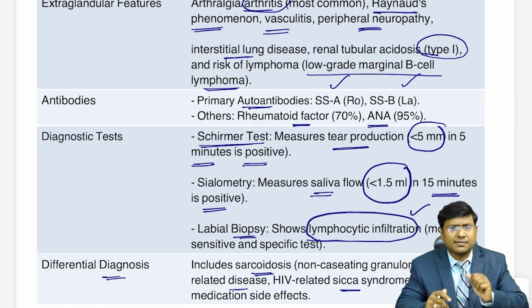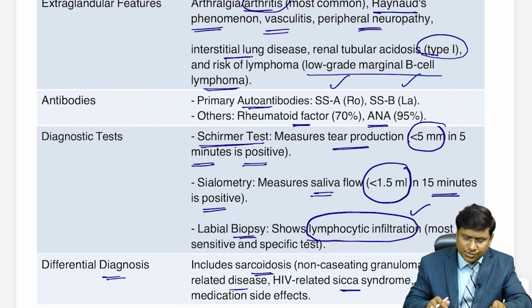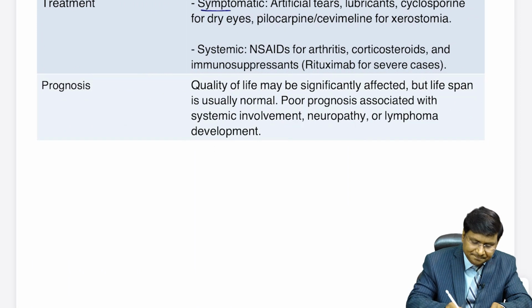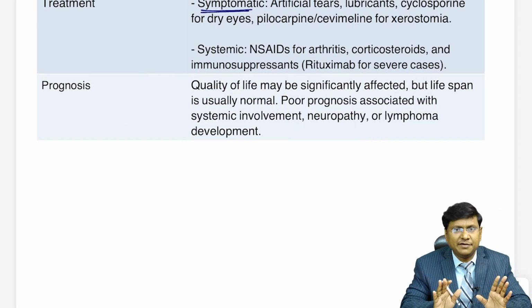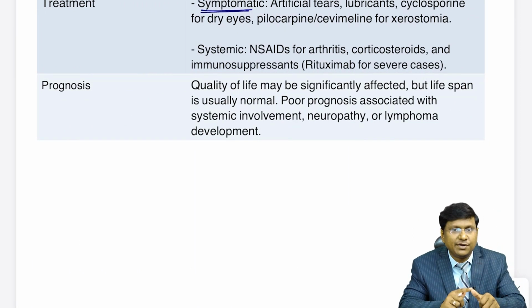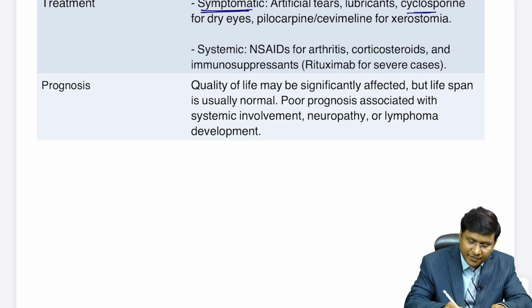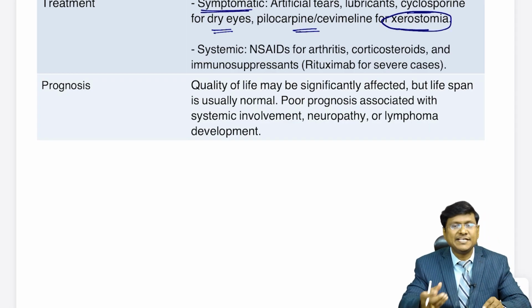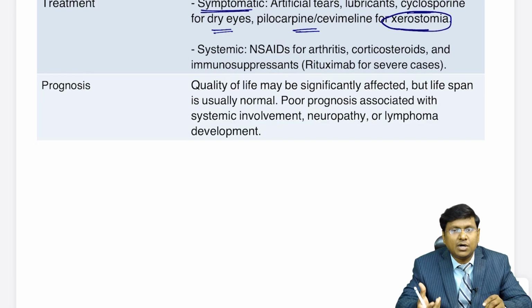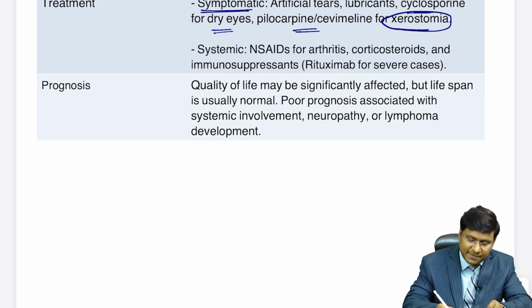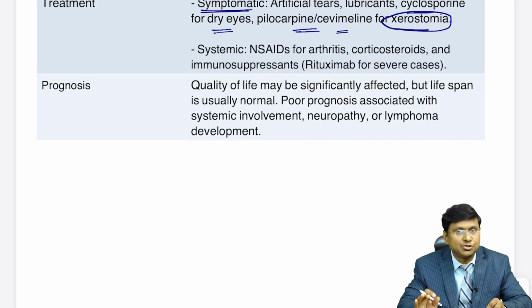Then how do you treat these patients with Sjögren's syndrome? So the treatment of Sjögren's is symptomatic treatment first. There is dry eyes, so you need to give artificial tears as well as personal lubricants, mainly in females with the dry vagina. And cyclosporin can be given for dry eyes, pilocarpine or cevimeline for xerostomia. Right, so these patients have dry mouth as well. So how do you treat that dry mouth? That is by pilocarpine or cevimeline.